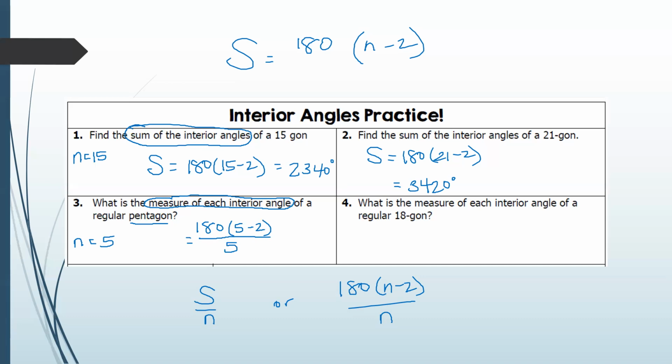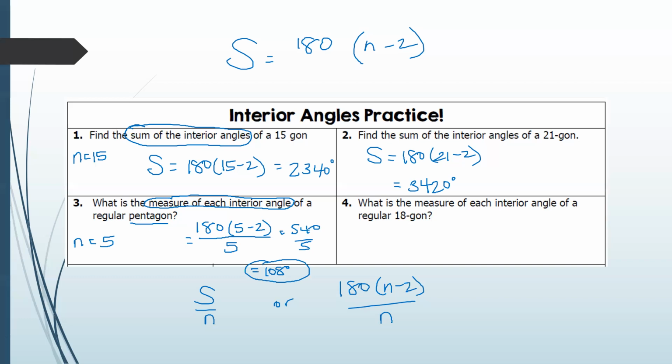So in my calculator, I'm going to type 180 times 5 minus 2, or 180 times 3, get 540, and then divide that by 5. So our final answer here is 108 degrees. So this pentagon, or all regular pentagons, I guess, have one interior angle that measures 108 degrees.